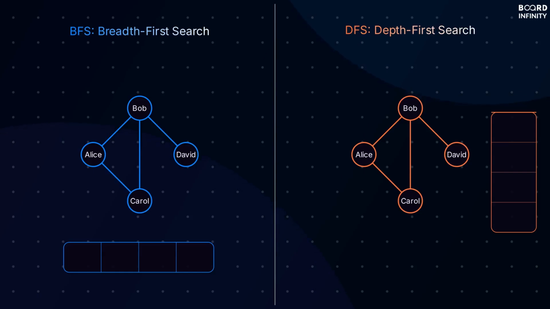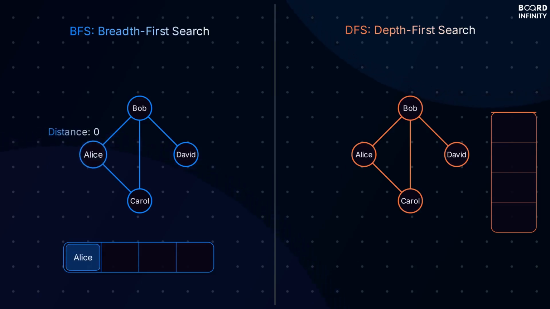Depth-first search, on the other hand, dives deep down one path as far as possible before backtracking. It uses a stack, a last-in, first-out structure, or recursion. Depth-first search doesn't find the shortest path, but it's perfect for detecting cycles or exploring all possibilities.